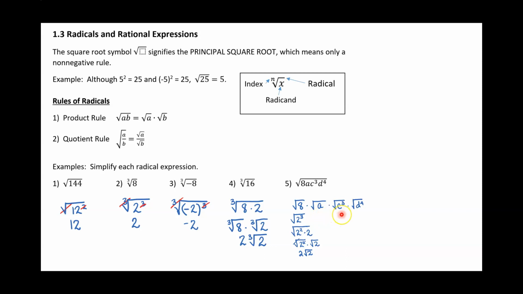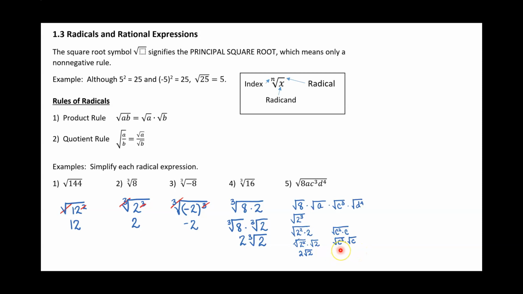And let's look at the square root of c cubed. I want to think of this the exact same way I did that 2 cubed. If you'll notice, I broke it up into 2 squared times 2. So I'm going to do the same thing here. I'm going to break this up to c squared times c. And then, just as we did with our product rule, we could break this into two separate radicals.